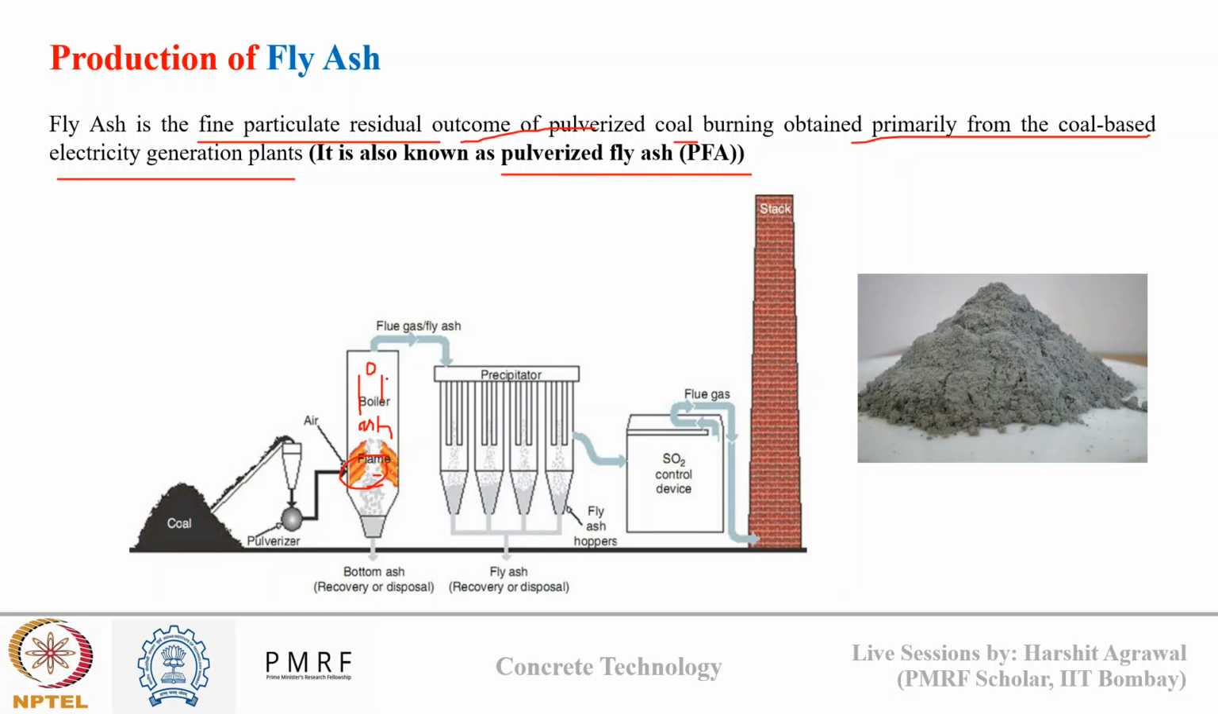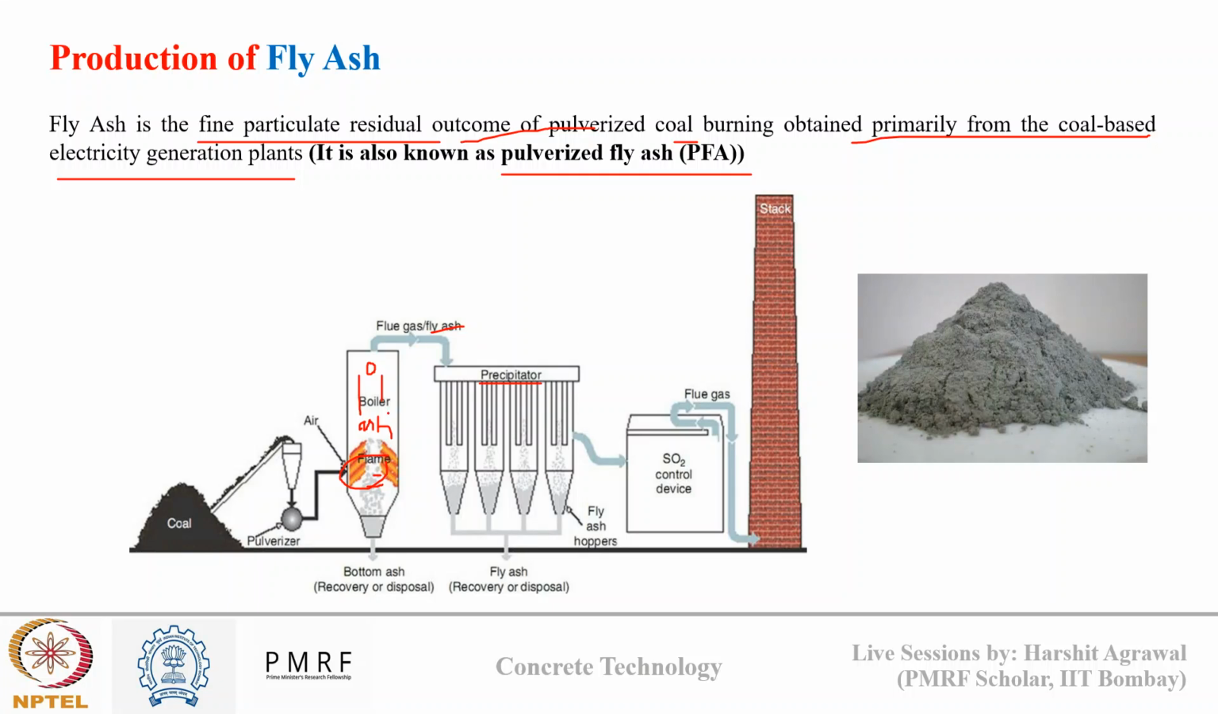Now, the flue gas and the fly ash, from the flue gas I will separate out the fly ash using an electrostatic precipitator, or we can say baghouse filters, before this gas is released into the atmosphere.